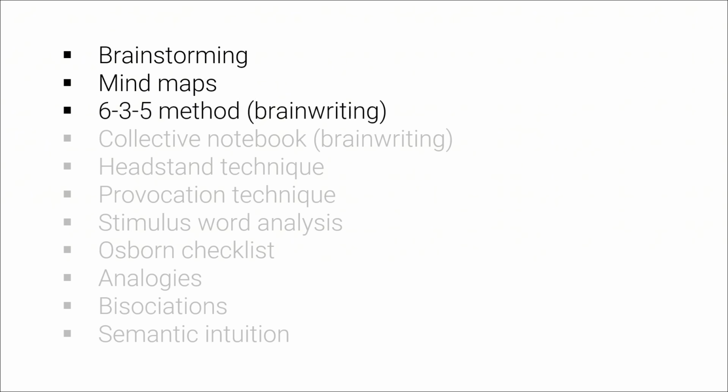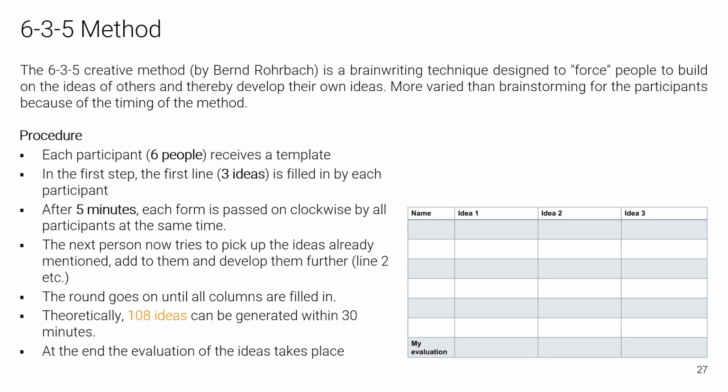In addition to creative methods that can be done verbally in a group, there are also brainwriting methods. The 6-3-5 method is one such brainwriting method. Let's take a brief look at this technique. Here, the basic idea is to develop other people's ideas. First, each of the 6 participants gets a template. There, everyone enters 3 ideas in parallel, briefly and simply. There are 5 minutes available for this. Therefore the name 6-3-5 method.